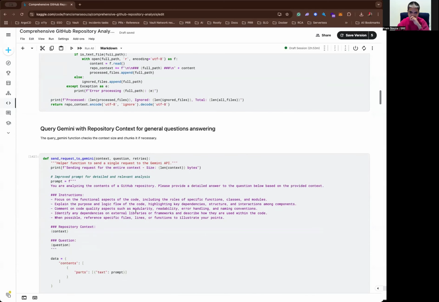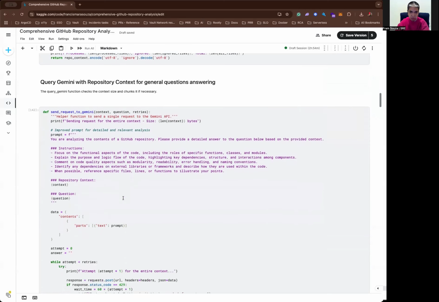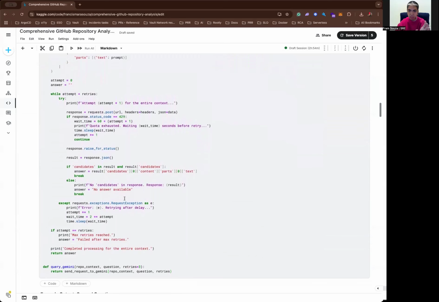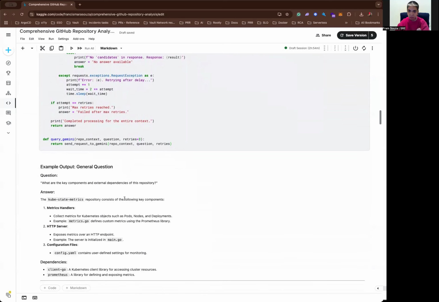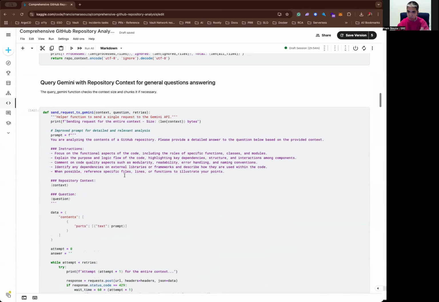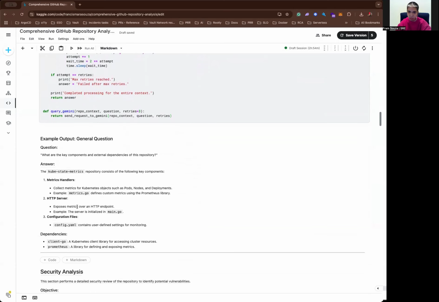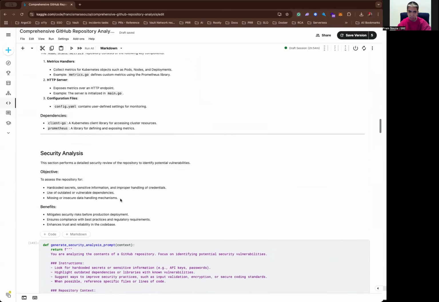Here I've written a function to send this context to Gemini along with a specific question. Here I have a specific prompt for answering questions. But for this project, I also have other functions to answer questions about security, production readiness, and also to generate the documentation. This prompt is specifically to answer any kind of question about that GitHub repo. And here is an output example. Here I'm asking what the key components and external dependencies are for this repo. And here we have 3 components and 2 external dependencies.